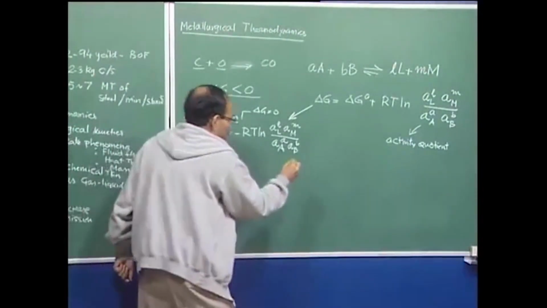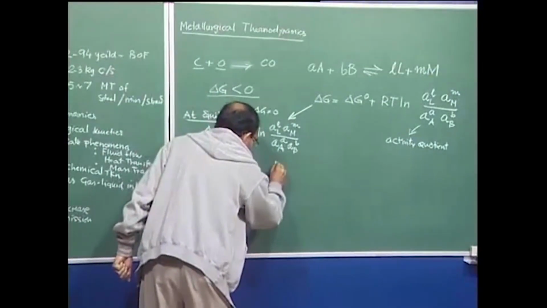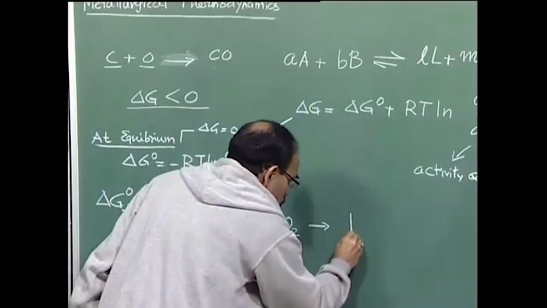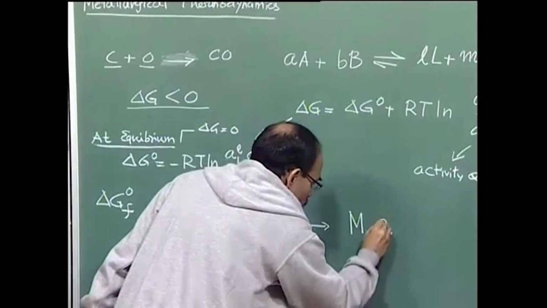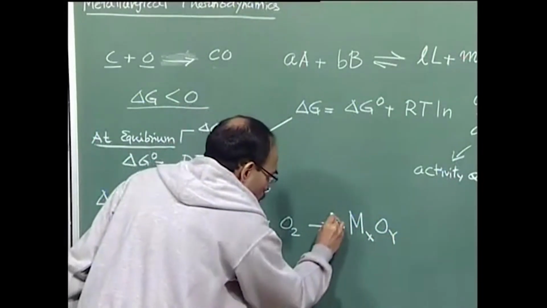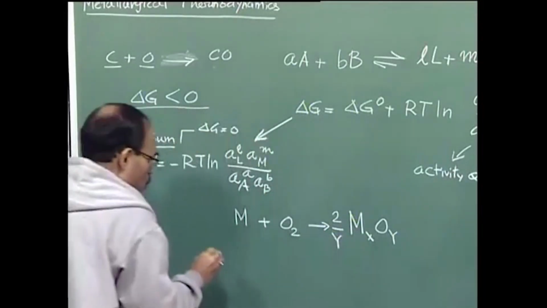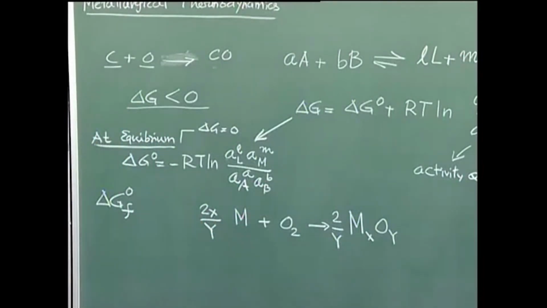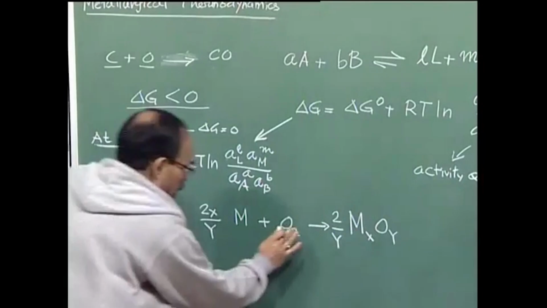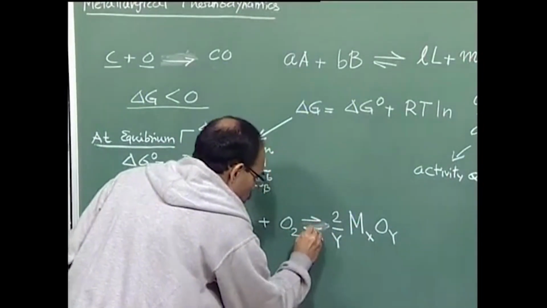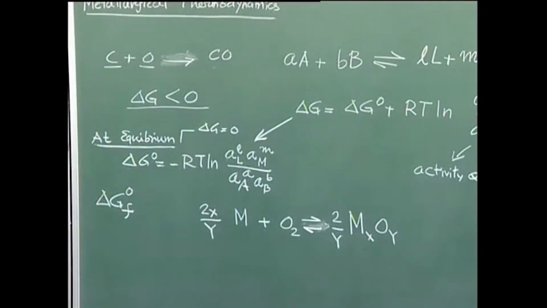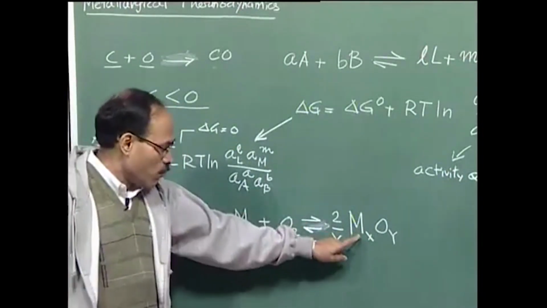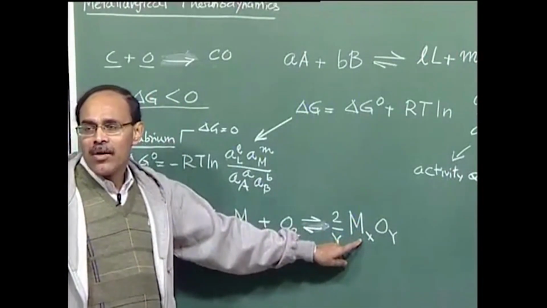For example, I can write down a metal plus oxygen giving the oxide M x O y. So, it is going to be 2 by y for the metal, and 2x by y for the oxide. This is a stoichiometrically balanced equation, as you can see here. Let us denote it in the equilibrium condition. Now, what is the free energy of formation of this particular oxide, and what is the relevance of this?